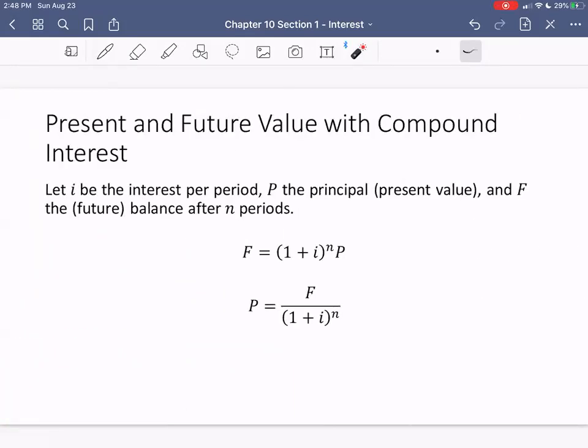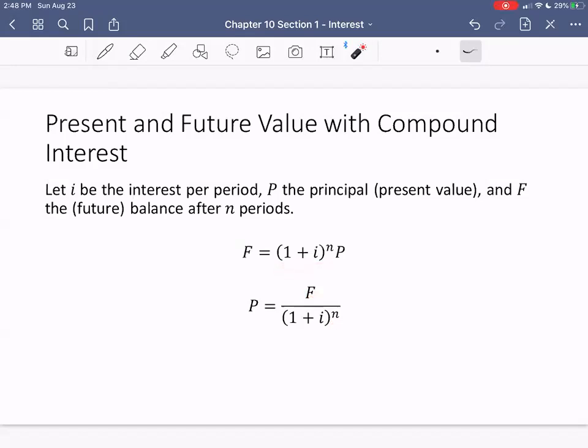So now we talk about the present and future value with compound interest. Let I be the interest per period, P the principal, which is the present value, and F the future balance after so many periods. Okay? So we have two formulas here. And really you use both, but to solve for P, you just divide by all of this. This is why it's F divided by all of that.